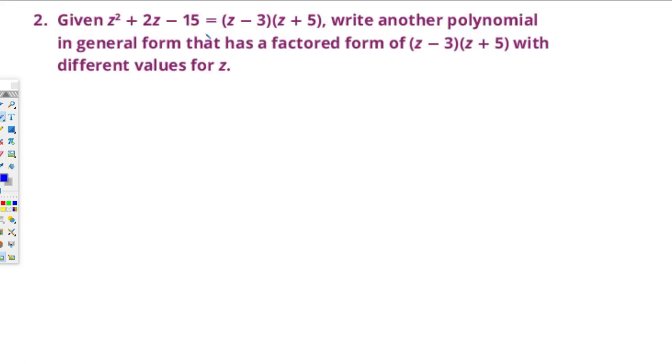Okay, so where we stopped off yesterday was at question 2, and I told y'all to think on it. We have this trinomial, z squared plus 2z minus 15, and we want to write another polynomial that has the same factors. So what can we do to get it to where that trinomial will factor and have those same exact x-intercepts? Where it's z minus 3, z plus 5.